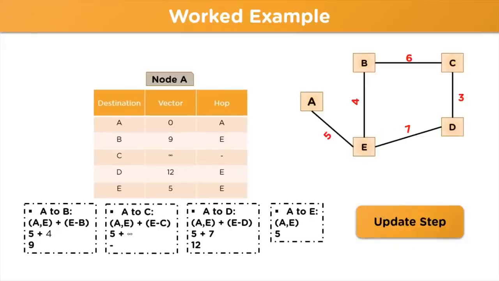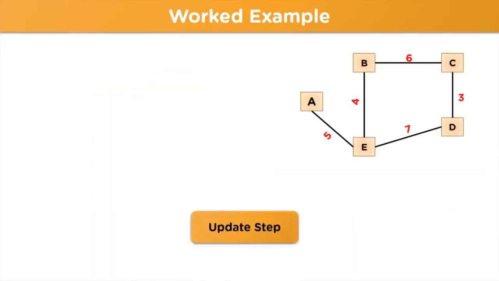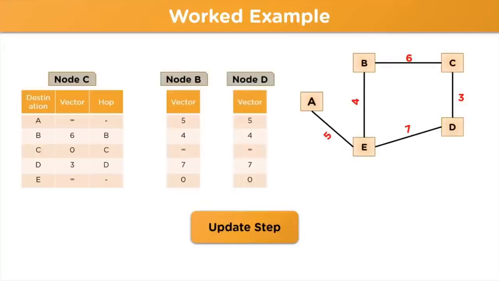Similarly, let's take another node for this. For the next node, we will take node C and we will update the routing table of node C using its neighboring nodes, that are node B and node D according to the network model. Now, how to do this step? Firstly, it's C to destination A.